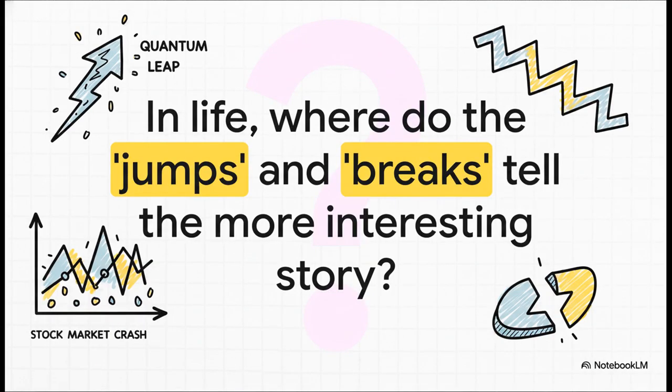So we spent all this time talking about smooth, predictable, continuous paths. But here's a final thought to leave you with. In the real world, from quantum physics to the stock market, where do you think the sudden jumps, the breaks in the code, actually tell the more interesting and maybe even the more important story?